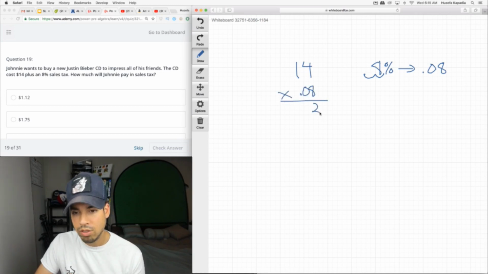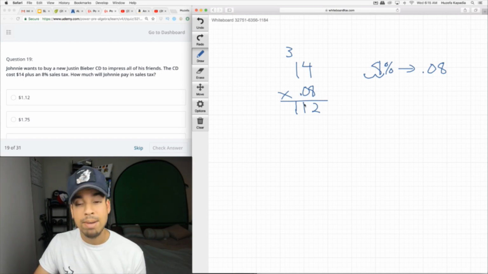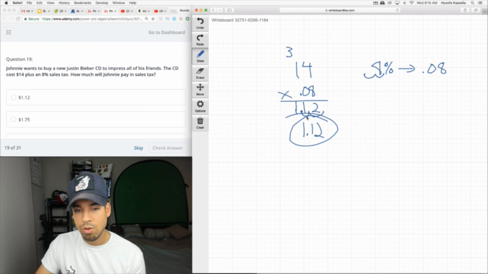8 times 4 is 32. Carry the 3. 8 times 1 plus 3 is 11. We don't need to do the second row because it's just all zeros. Well, how many places do we have behind the decimal? 1, 2. So this goes 1, 2. So the sales tax is $1.12.